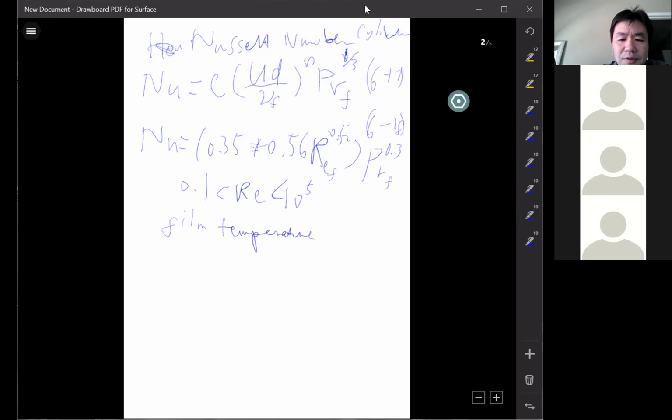Is there a difference between 6.17 and 6.18? Because I see in the book it says Nusselt number subscript D and then Nusselt number subscript f. Is there a difference between those? I don't think there's a difference. D basically means it's based on the diameter, but it's just one object there, so it's the same thing. More importantly, you have to make sure the properties are evaluated at the film temperature. Do you still remember what the film temperature is?